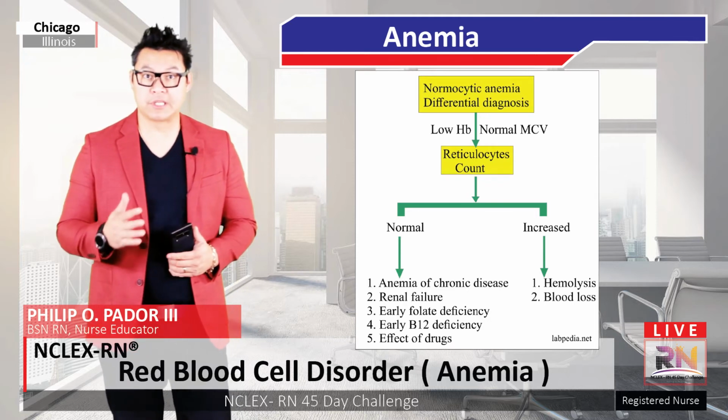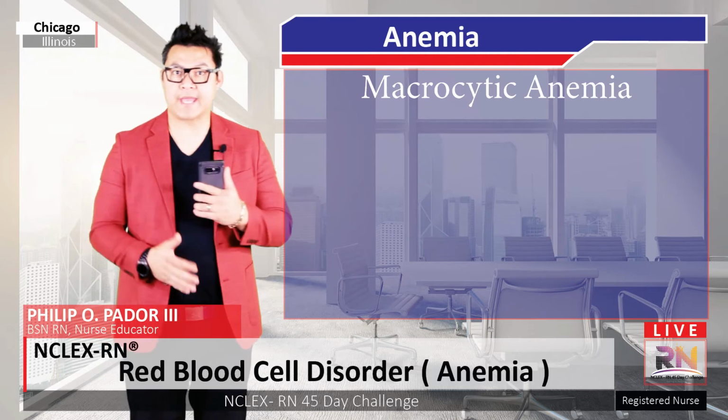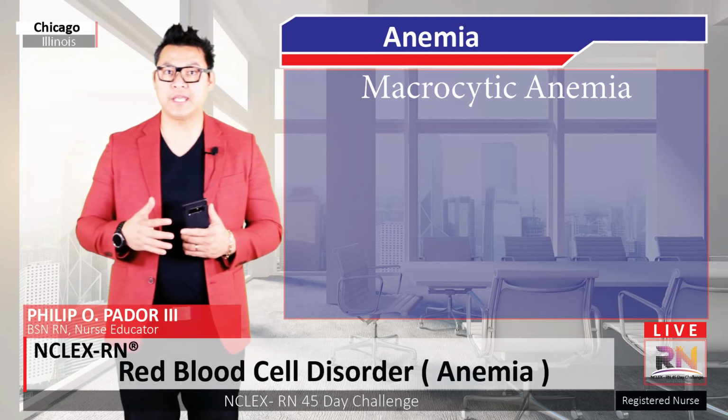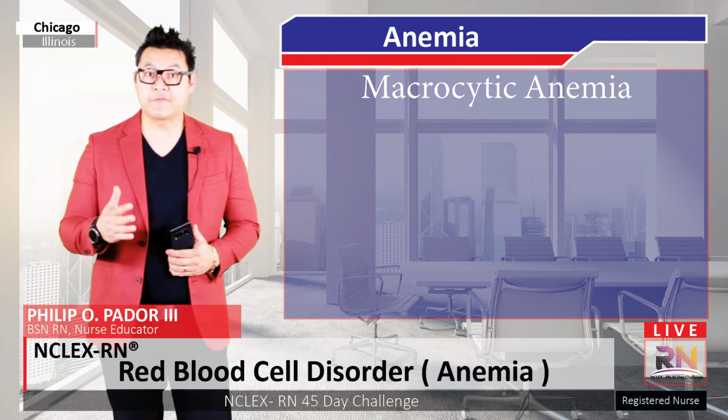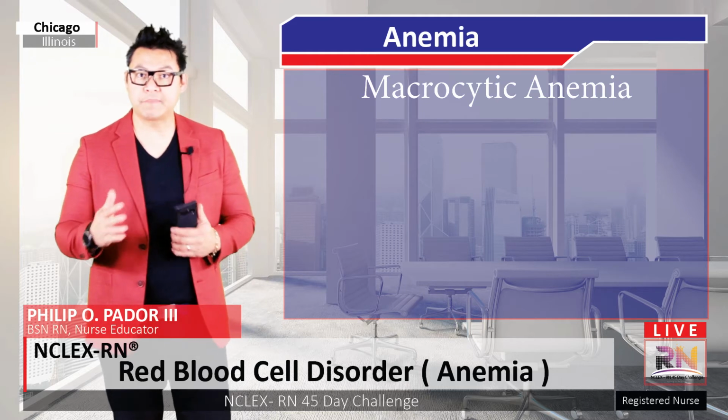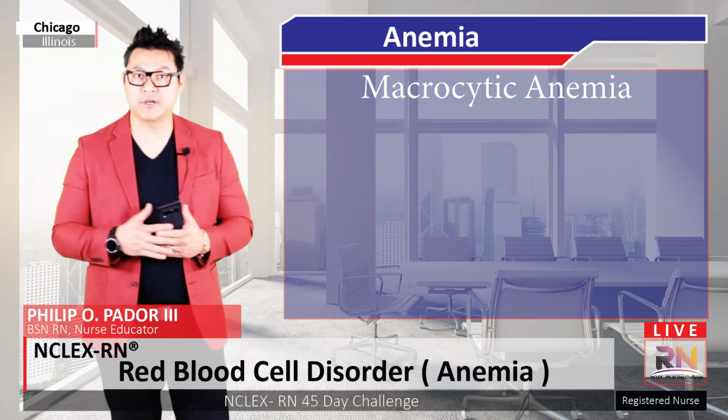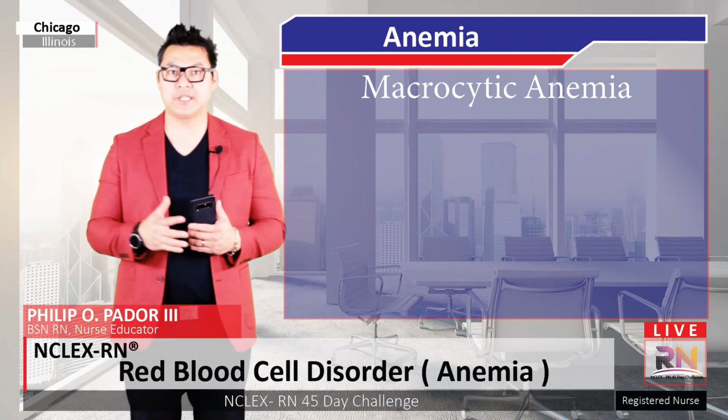When the hemoglobin is low and the MCV is high, this signifies macrocytic anemia. A blood film should be performed to differentiate between megaloblastic and non-megaloblastic macrocytic anemia.